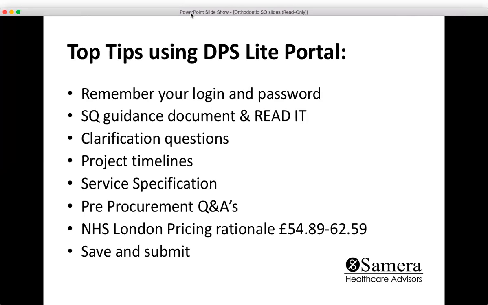And then the final top tip before we actually get into the questions on the portal is to save regularly. I know when I'm writing tenders, I tend to put the timer on my phone, and literally it goes off every 15 to 20 minutes to save, because there is nothing worse than having really thought out a good answer and then you have missed the opportunity to save.